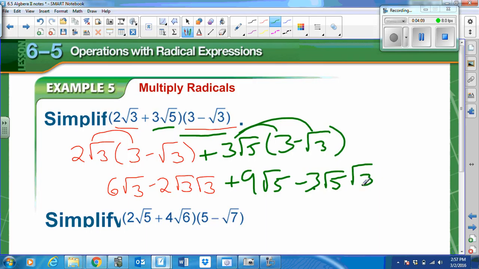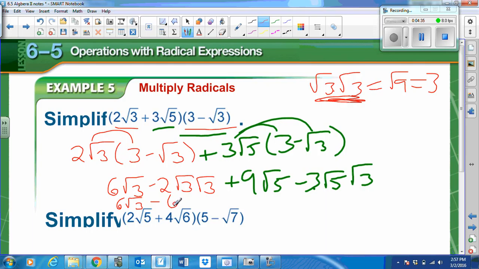Now let's look at this in the red part over here. We have square root of 3 times square root of 3. We can multiply those radicands together and say that's a square root of 9, which is just 3. Anytime you're multiplying square root of a times square root of a, the answer is just a. So square root of 3 times square root of 3, the answer is just going to be 3. So this ends up becoming 6 square root of 3 minus 2 times 3 is 6 plus 9 square root of 5 minus 3. 5 times 3 is 15, and so we're going to get square root of 15, and there's nothing that can be done to simplify that.